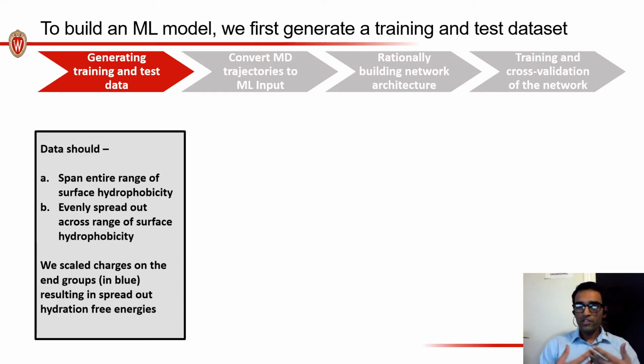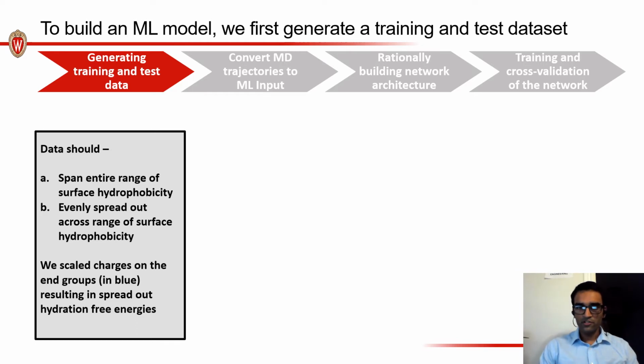When you want to generate data for a machine learning model, there are some prerequisites or some good-to-haves in the data that you want to generate. The first is that it should span the entire range of surface hydrophobicity. So you don't want it to be biased towards, say, the most hydrophobic or most hydrophilic surfaces. You want data that is evenly spread out through this whole range. So you don't only want to sample the extremes, you want to sample everything in between at even intervals, so you don't get biased towards any one end or to a particular set of values.